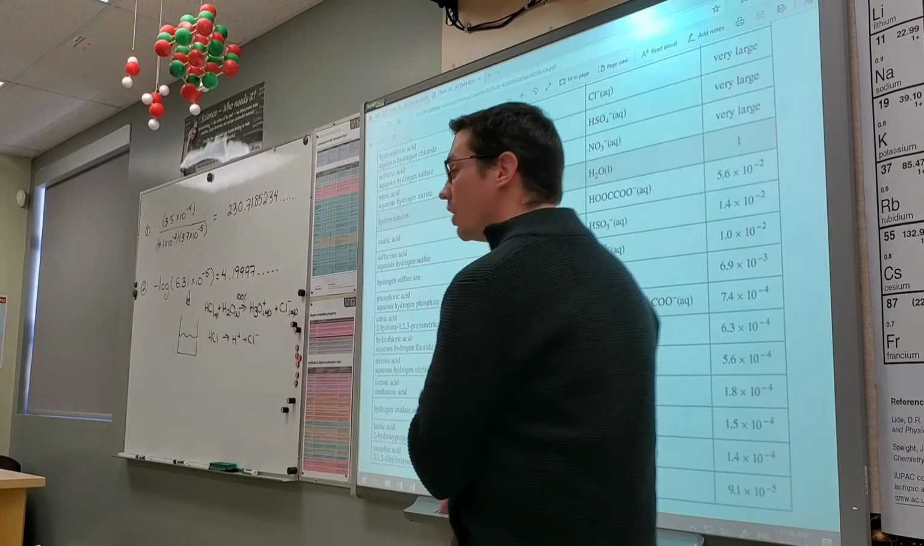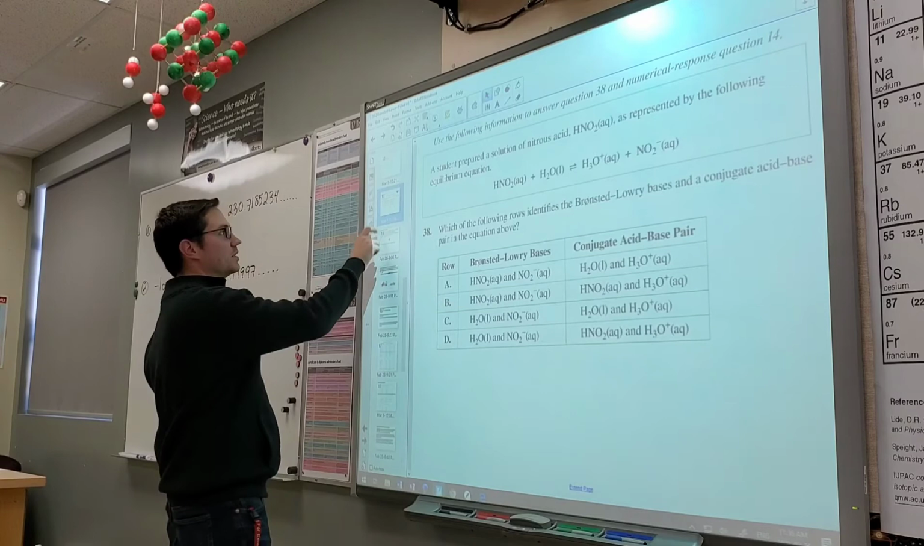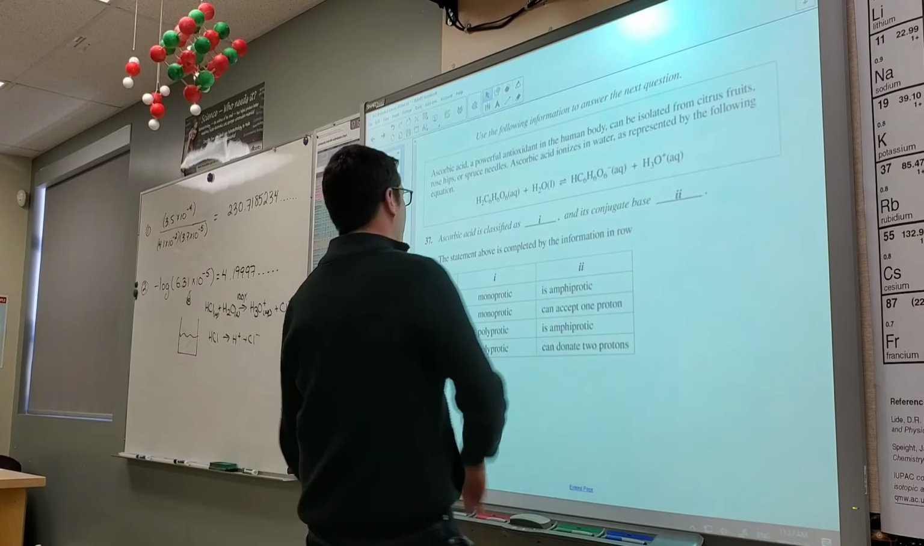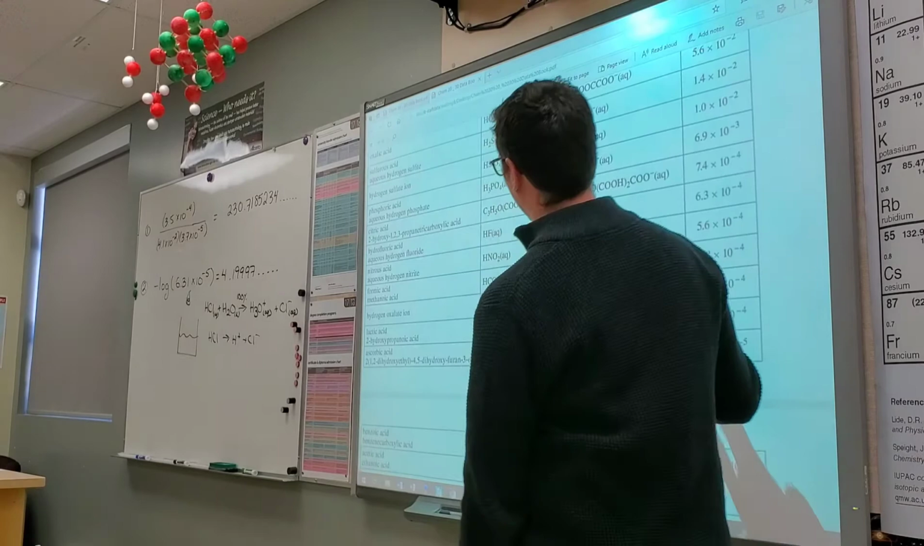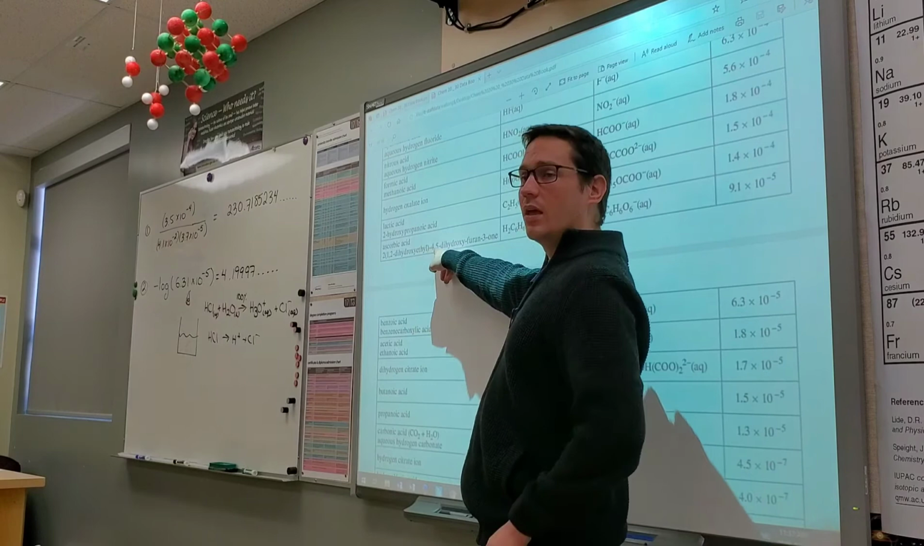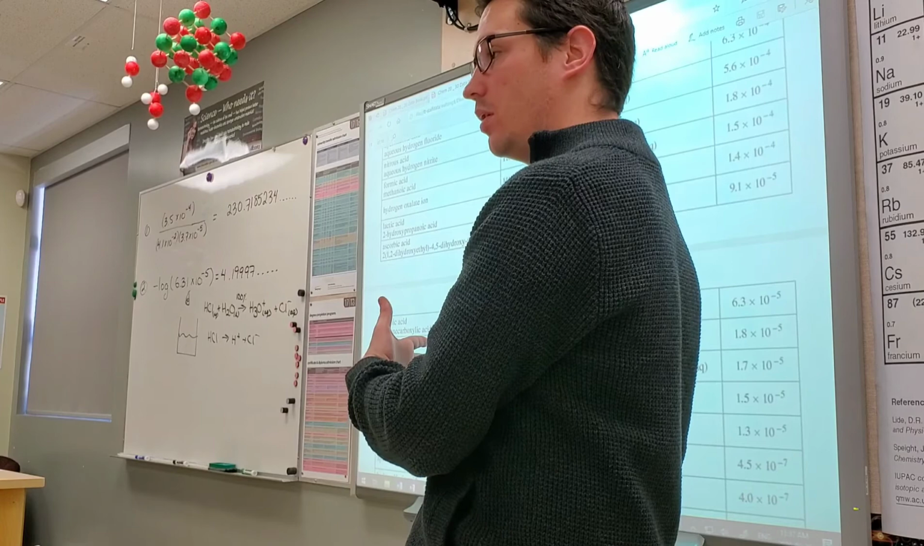So again, you look at your table of acids and bases, and let's pick that one question that you're talking about. Ascorbic acid, which is H2C6H6O6. Is it monoprotic or is it polyprotic? Let's look for ascorbic acid in our table. Ascorbic acid is right here. Now take this acid and let's see, can it donate only one proton or more than one proton? What do you think?